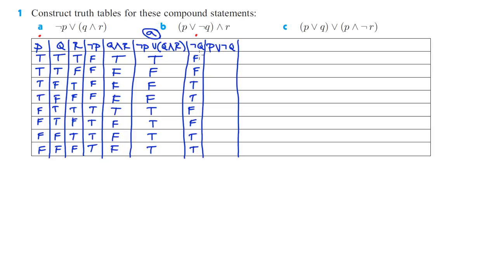So here's P and here's not Q. Since it's or, just one or the other has to be true. So if you'll notice, these four here are all true. So these, we don't even care what these are here, because it's not the exclusive or, it's just regular or, so all those have to be true.